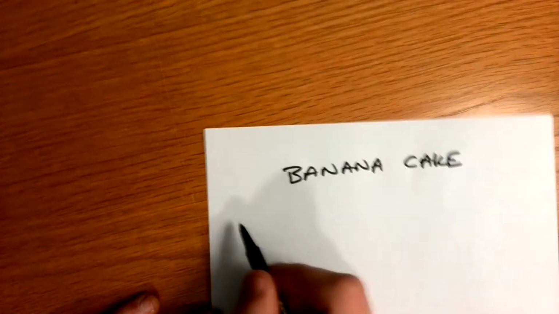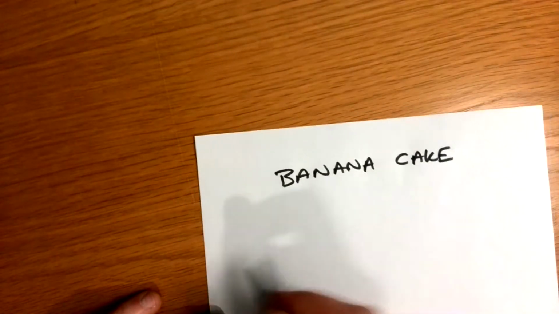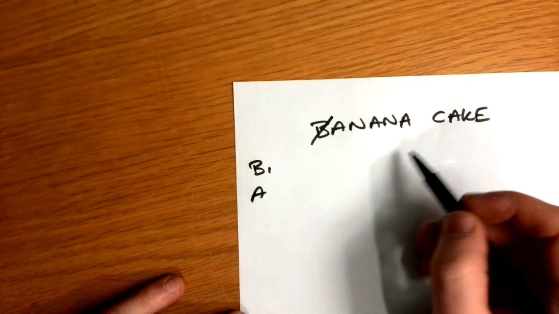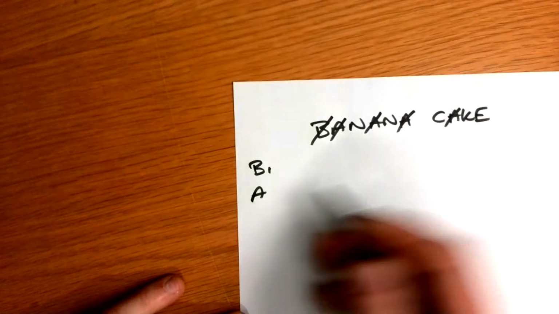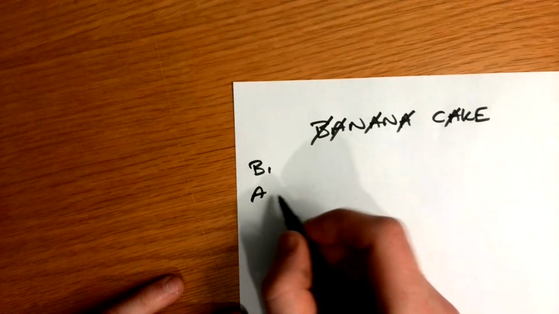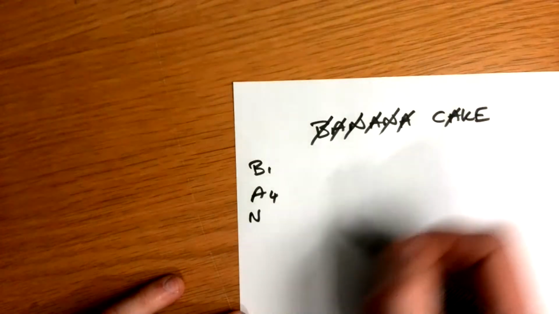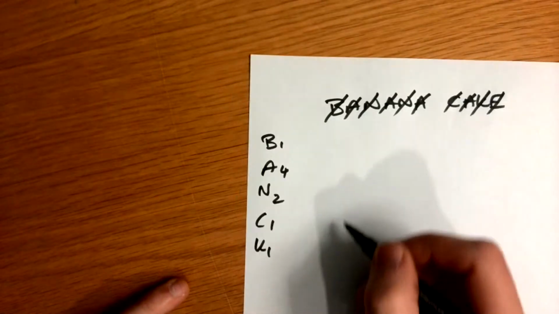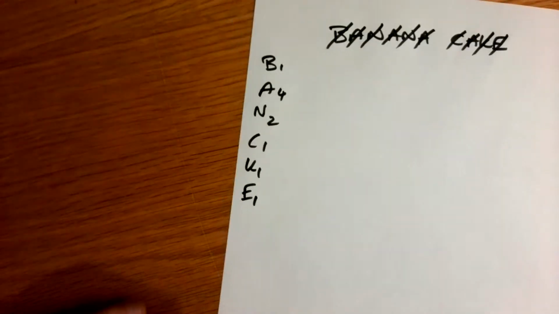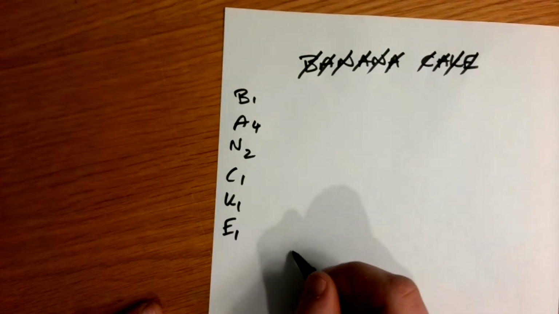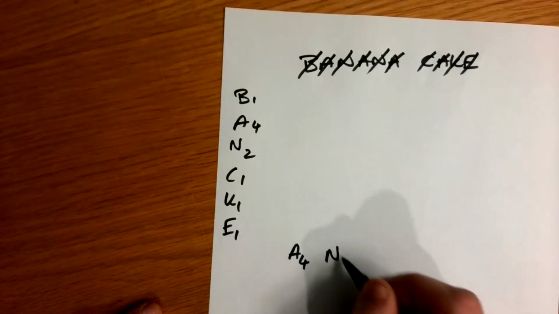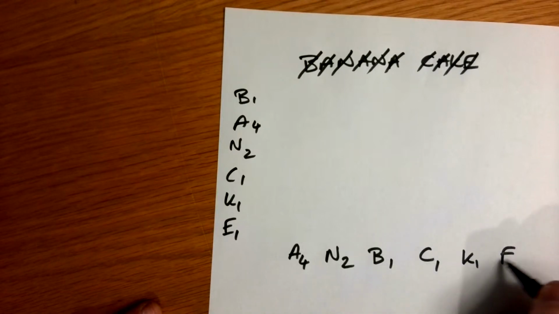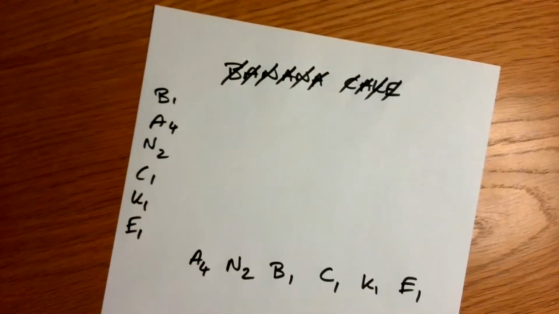First thing that we need to do is work out the frequency of how many times these letters appear. So down the left-hand side, I'm going to write out how many times they appear. So I've got 1 B, I've got 4 A's, I've got 2 N's, I've got 1 C, I've got 1 K, and I've got 1 E. So I've got my frequency across the bottom there. Then I'm going to write it out right to left. The biggest over this side, one of those, and then it doesn't really matter the order after that because they're all ones, like so.